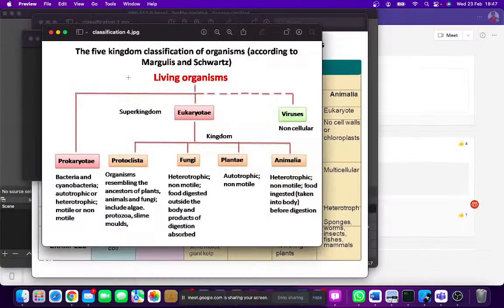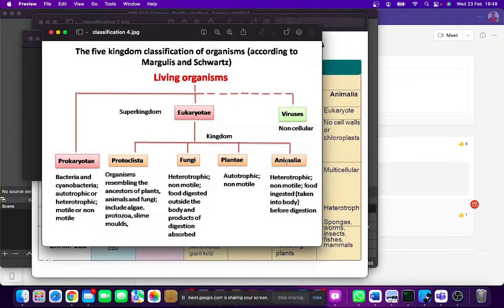Okay, let's look at one more thing under classification. So we have the five major kingdoms. We have the animals, one, the plants, two, the fungi, three, the protista, four, and the viruses.